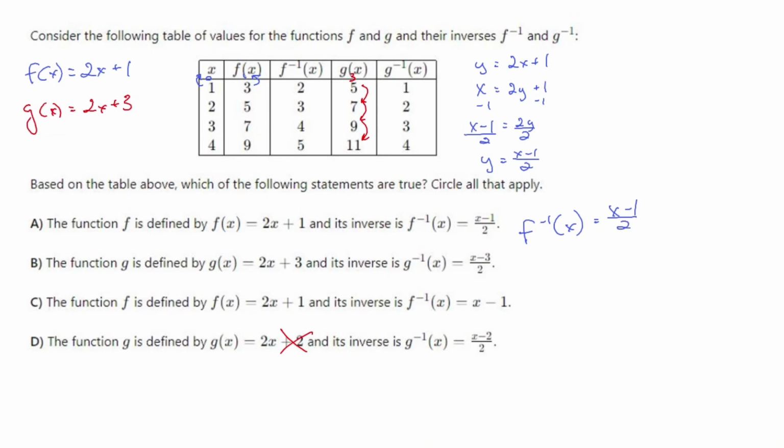Let's do the same thing with g of x. By the way, does that allow us to eliminate anything? x minus 1 over 2, x minus 1. Yep, so C is not an option, D was not an option. All right, so A is still a possibility, it looks like.